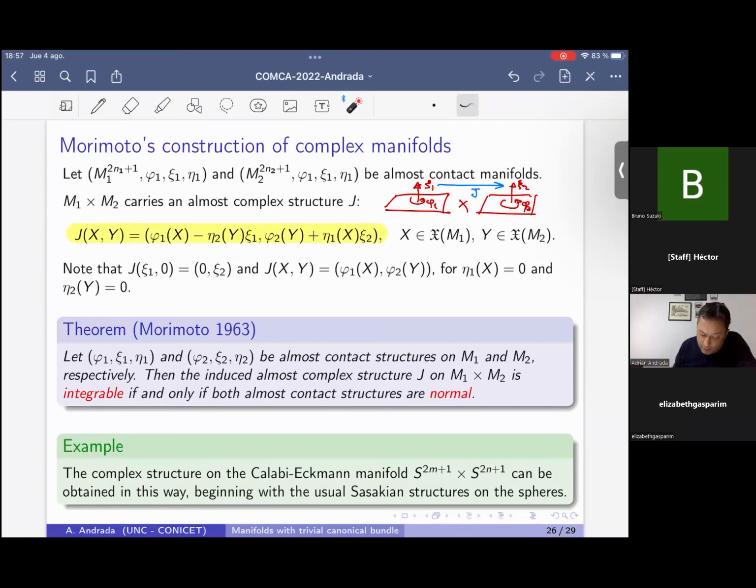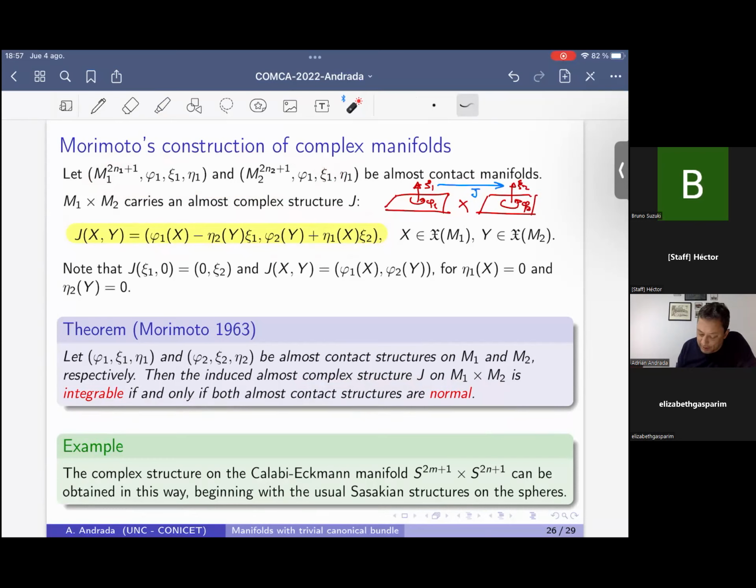And Morimoto studied the integrability of this almost complex structure, and he showed that this induced almost complex structure on the product is integrable if and only if both almost contact structures are normal.